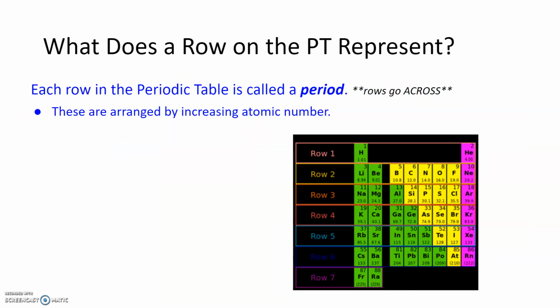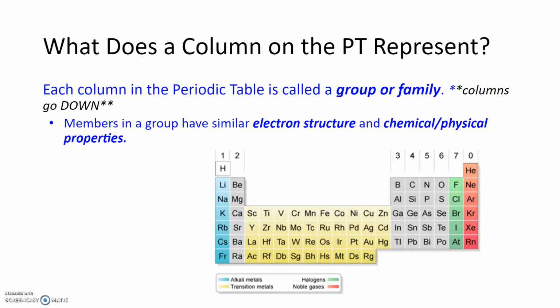So now I want to give you a little language for talking about the periodic table. Each row on the periodic table is called a period. So rows go across, they're horizontal. And these are arranged by increasing atomic number. So as you add protons, you move across a period. Atomic number tells us our protons. Make sure you remember that.